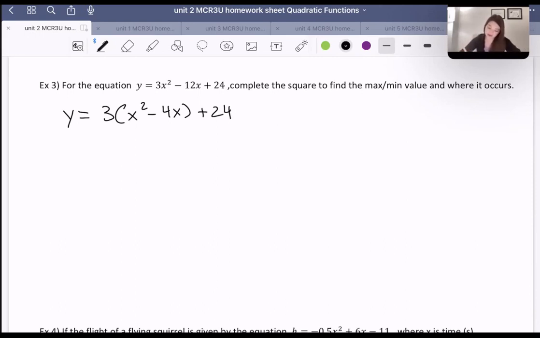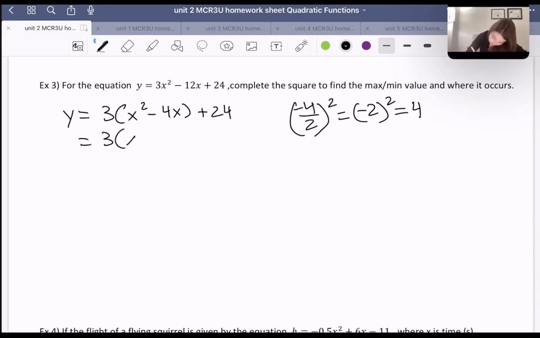So let's do that. -4 over 2 squared is equal to -2 squared, which is equal to 4. So we're going to add and subtract 4 in those brackets. So this is equal to 3 times x squared minus 4x plus 4 minus 4, plus 24. Then our next step is we're going to factor the first 3 terms. So we're going to factor these terms.